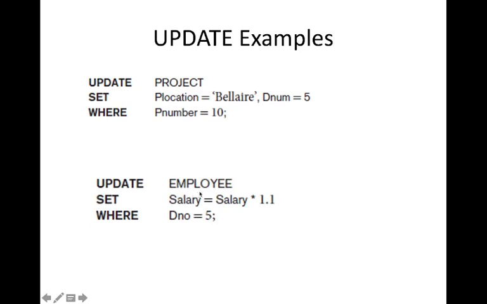Then this is another example. We are updating the employee table where department number equals 5. So if there are 5 employees in that department, all 5 employees' salary will be changed to some value, salary into 1.1. So it is possible. We can multiply that salary by 1.1 or 1.5. So all the employees' salary will be changed.